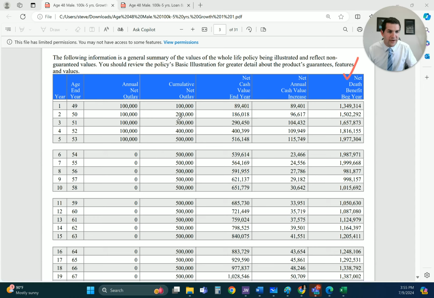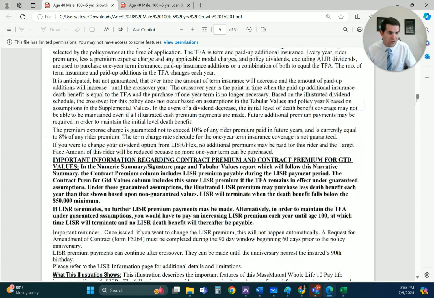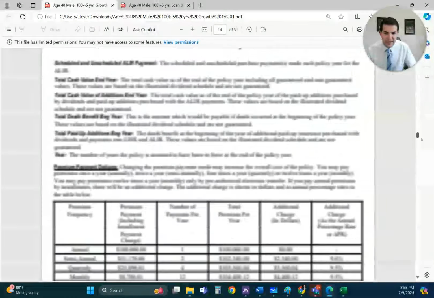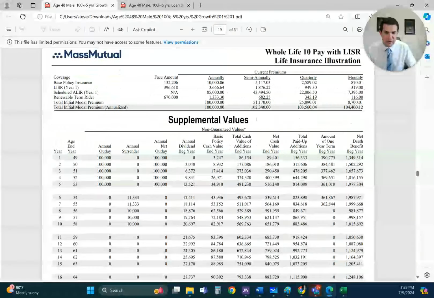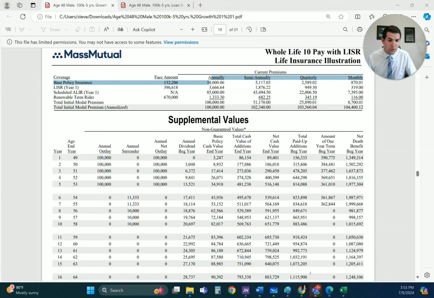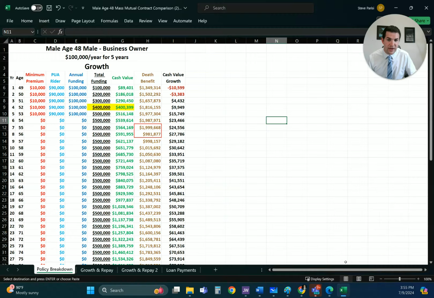Then we've got the net death benefit on the far right. And we can look at a breakdown of this illustration. Like if we wanted to go through it line by line, I would go down to the supplemental values section, as that gives us a breakdown of where our money is going and such. For the sake of this video, we're just going to look at it on Excel, and then we'll look at the loan scenario or the loan model.